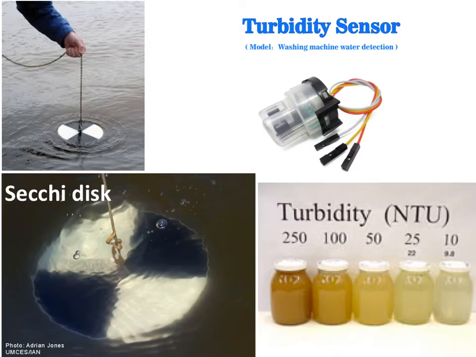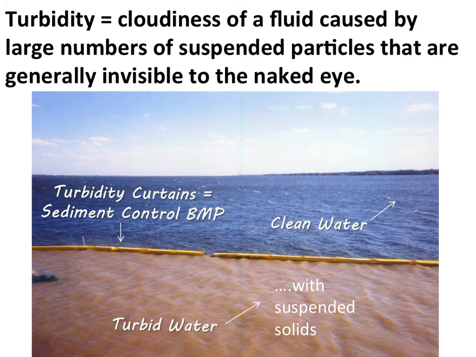Turbidity is a measure of the cloudiness of a fluid caused by large numbers of suspended particles, each of which is generally invisible to the naked eye. Sensors and Secchi discs measure levels of turbidity. In this image, you can see clean water and turbid water. I've defined turbidity here in case you want to take a note. Turbid water has numerous suspended solids and generally is not transparent to light.